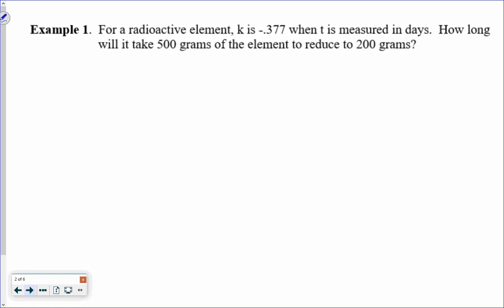Well, we're going to be using this version, not only because they told me K, but also because it's growth and decay. It's not financial. It's not money. It's rather interesting. In the past, some students have struggled to substitute information into the equation here.